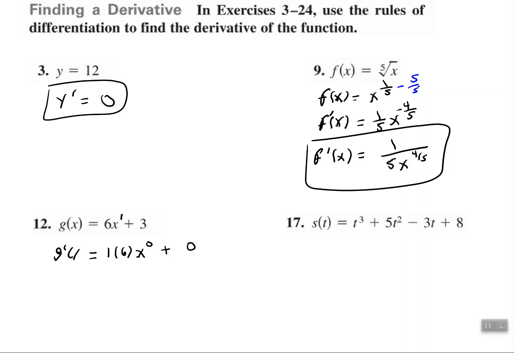Alright, so let's simplify that now. 6 times 1 is 6. x to the 0 power is 1. Any exponent to the 0 power is 1. So g prime of x simply equals 6.